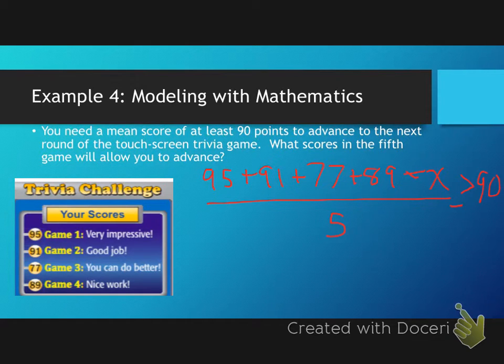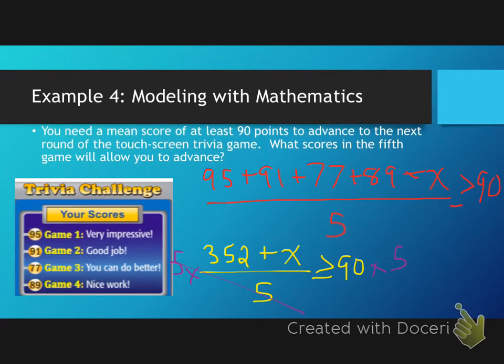So now to solve this, first what I need to do is find out what all those numbers added together are. So if I put those in the calculator, I get 352 plus x divided by 5 is greater than or equal to 90. Now, I know I usually say get rid of what's added or subtracted, but if you notice, this division line goes underneath both numbers. So it's best to get rid of that first. So I'm going to multiply both sides by 5, just so that I can get rid of this denominator here.